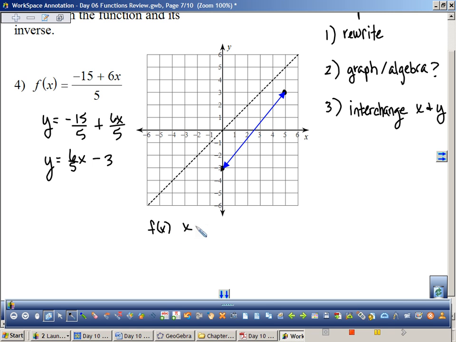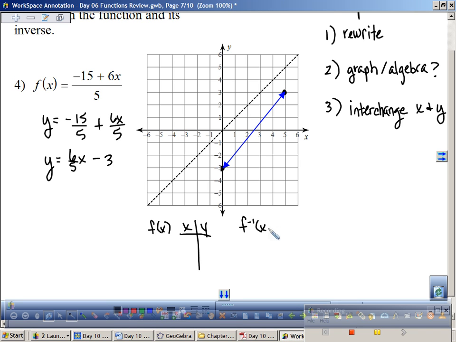I've got my function, and then I've got my inverse function. So my function, I already got a point right there. It's 0, negative 3. So what would my inverse function look like? Negative 3, 0. I've got a point at 5, 3. So that means I also have a point at 3, 5. See what I mean by 1, 2, 3, 4, 5? I just think this is easier.